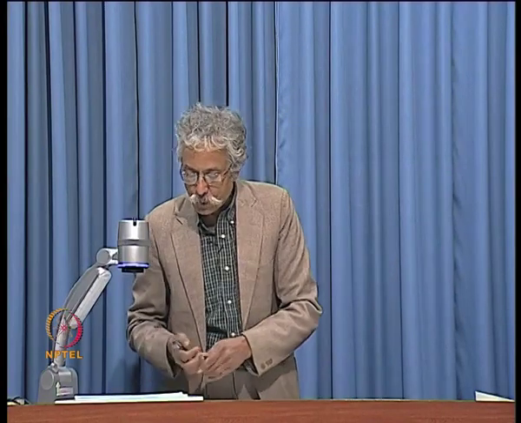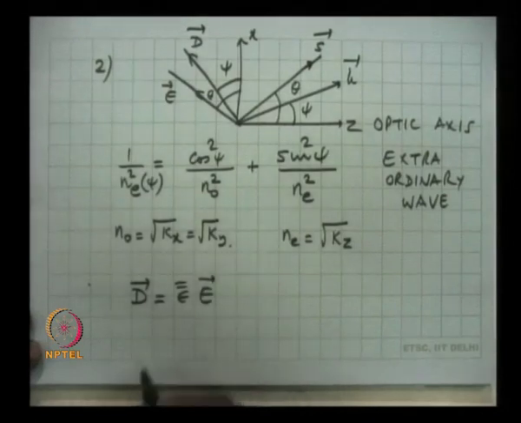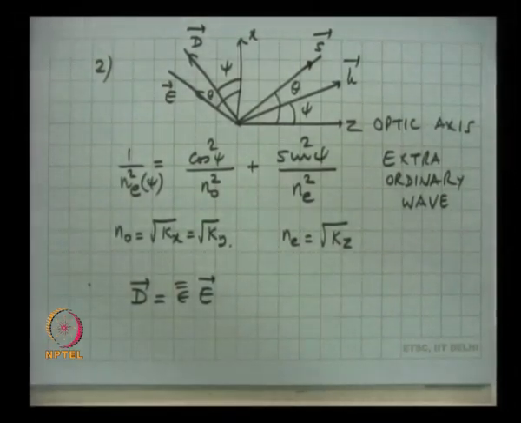Now, I want to give you one problem. Suppose I have this equation, please remember we have written this equation D is equal to epsilon E, and epsilon is assumed to be in the principal axis system. Now, what will happen if I rotate my coordinate system and go to another system?